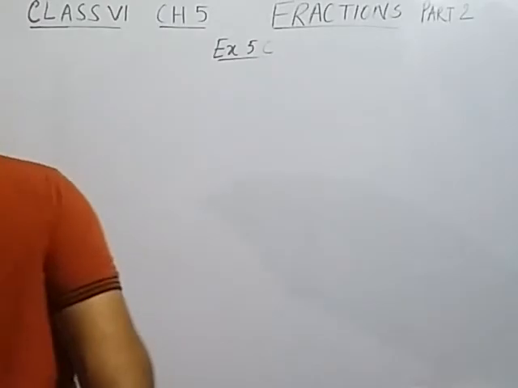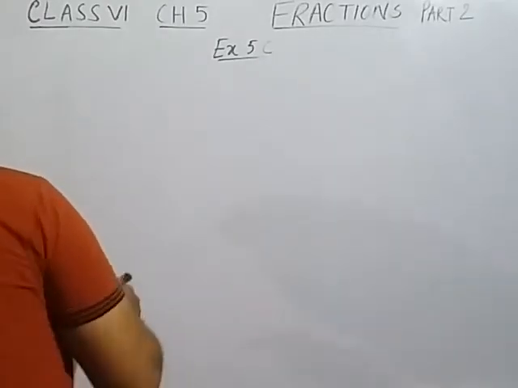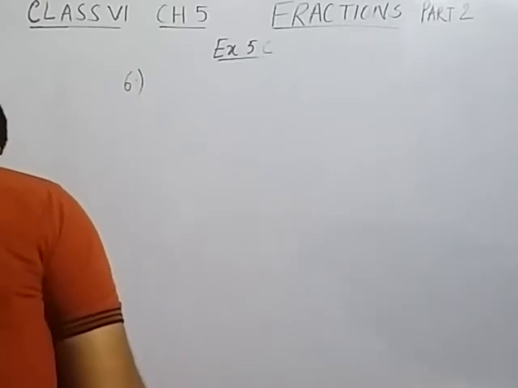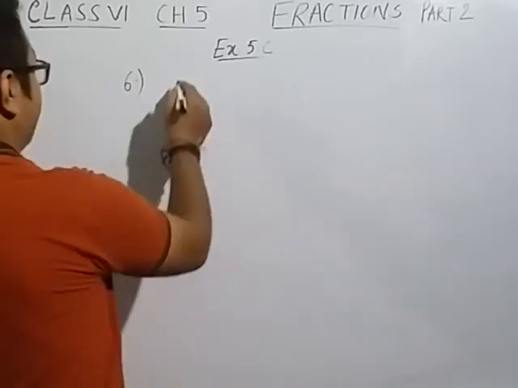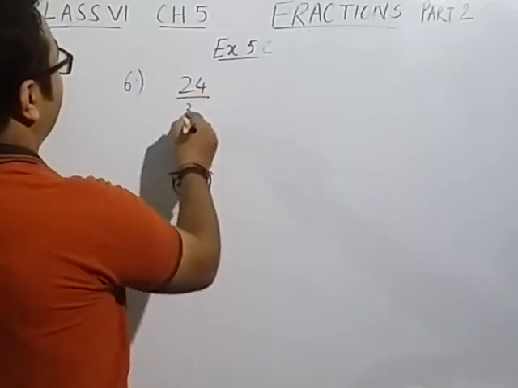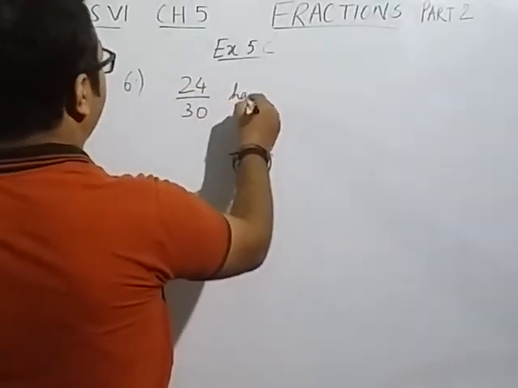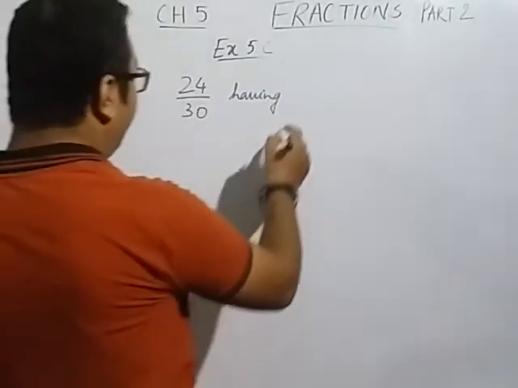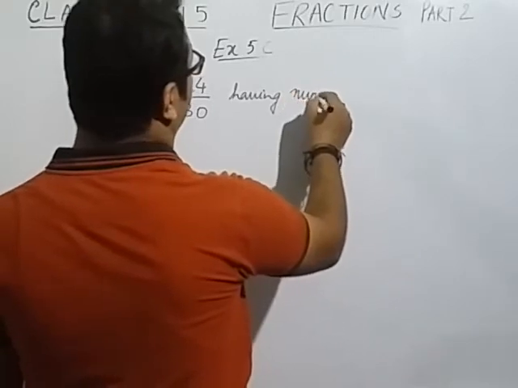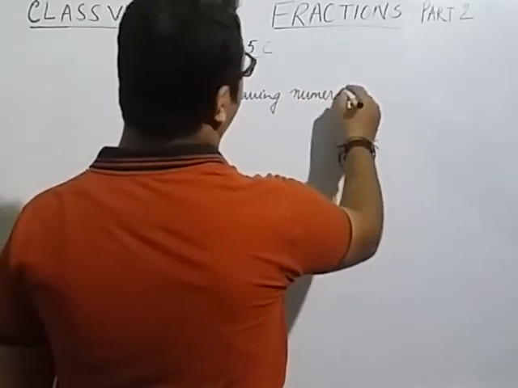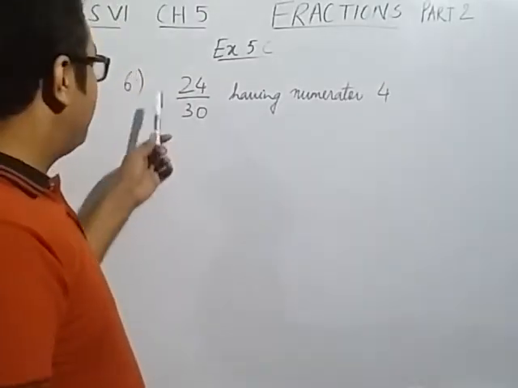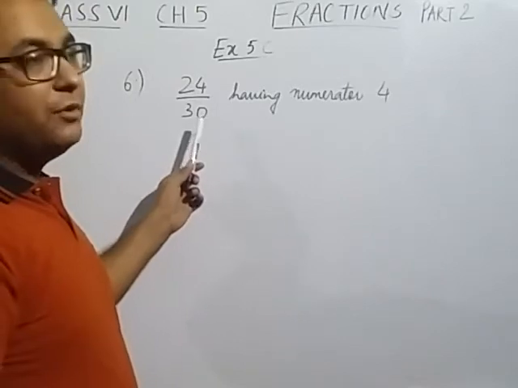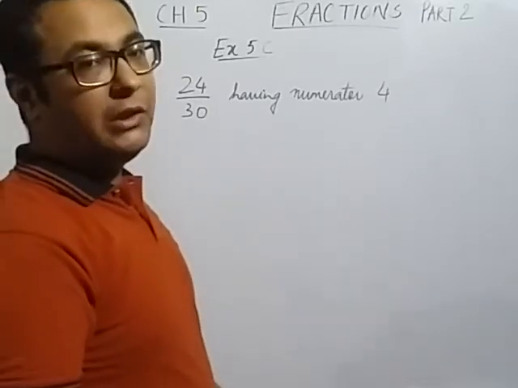Exercise 5c. We will take question number 6. Question number 6 says, find the equivalent fraction of 24 upon 30 having numerator 4. This question is very important. Here the given fraction is 24 upon 30. We need to find an equivalent fraction of 24 upon 30 which has the numerator equal to 4.